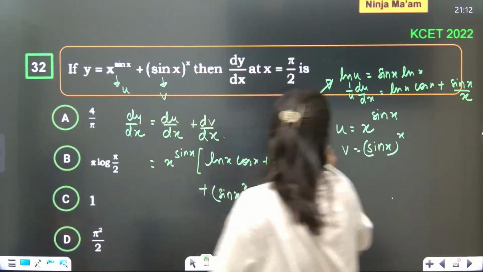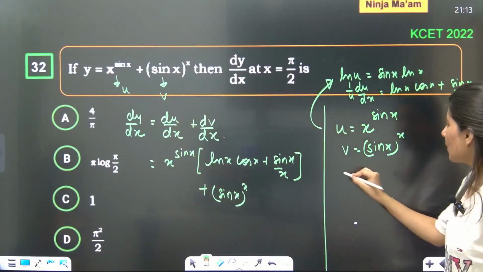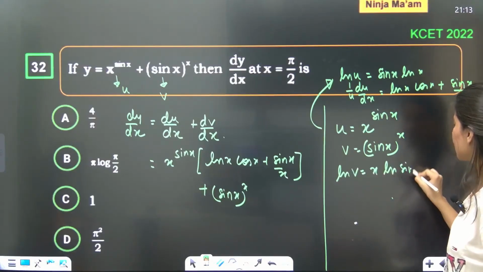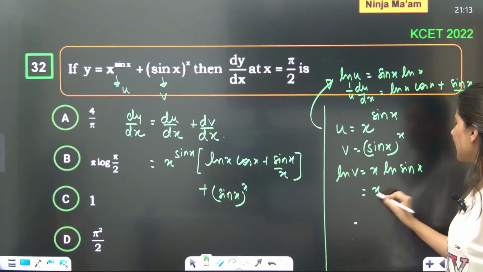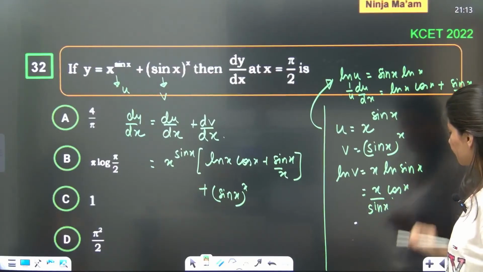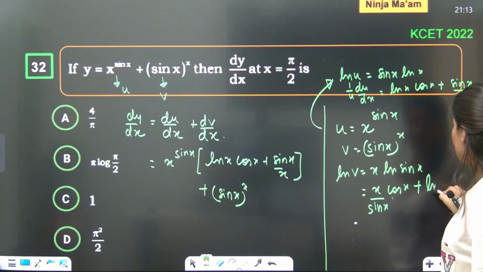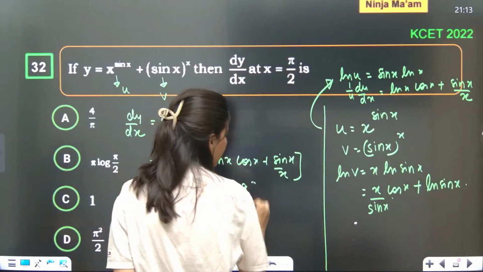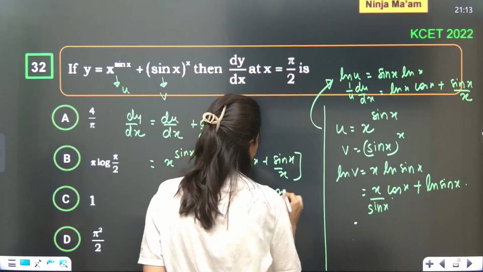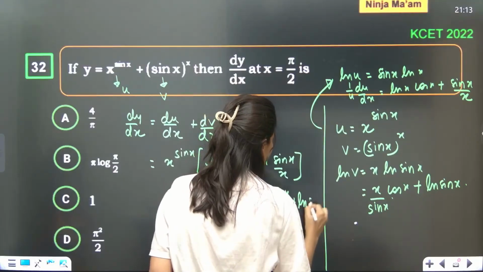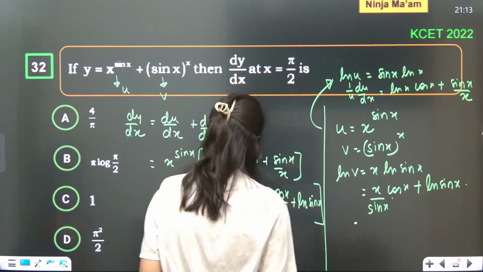So sin x to the power x differentiation, everybody. Again take log: log v is equal to x log sin x. So this is x upon sin x into cos x plus log sin x as it is. So this is nothing but x cos x upon sin x plus log of sin x.